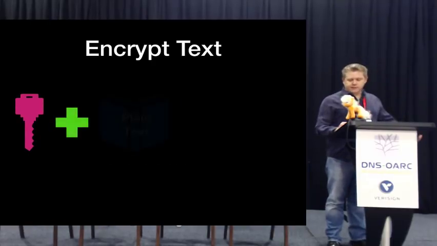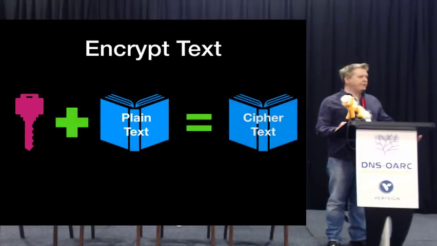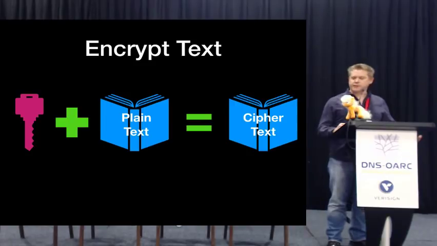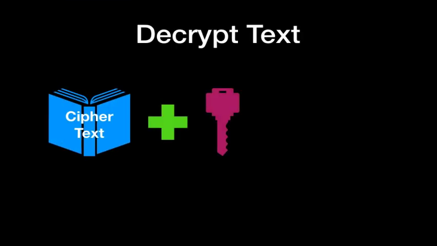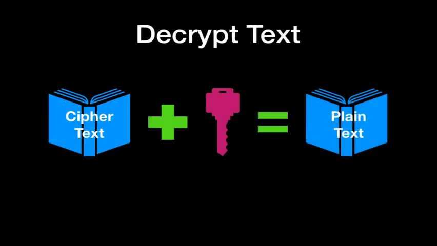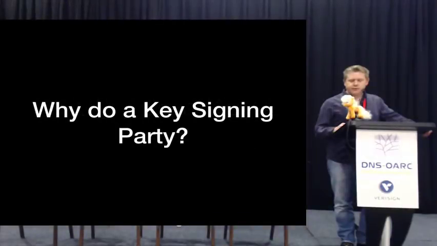If you want to encrypt text, you start out with your private key, take some plain text, whatever your original data is, run it through the PGP process, and you get ciphertext out the other end. And then, of course, reversing that, you can take the ciphertext, use your private key to then decrypt it and get the plain text back. So that's all stuff that most people are familiar with, just to make sure everyone's on the same page.